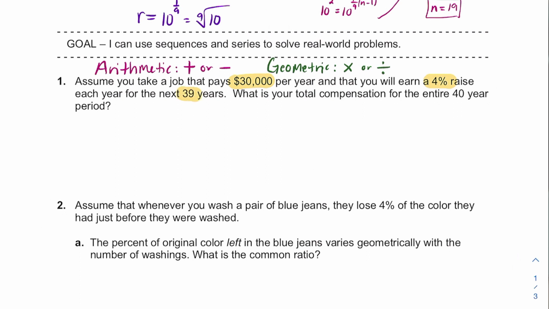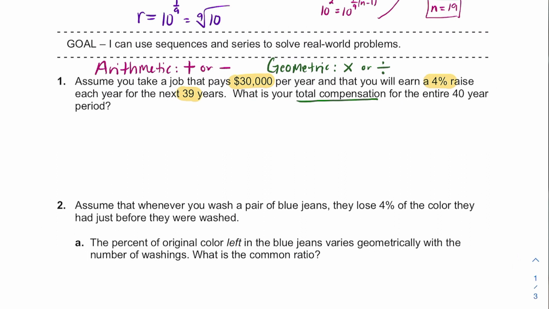What is your total compensation for the entire year? So there's two different ways that raises go. There can be a fixed raise where they say we're going to give you an extra $1,000 each year, and so each year they would add 1,000. Or to figure out what 4% is, we're going to have to multiply in order to figure out what that value is as it increases.